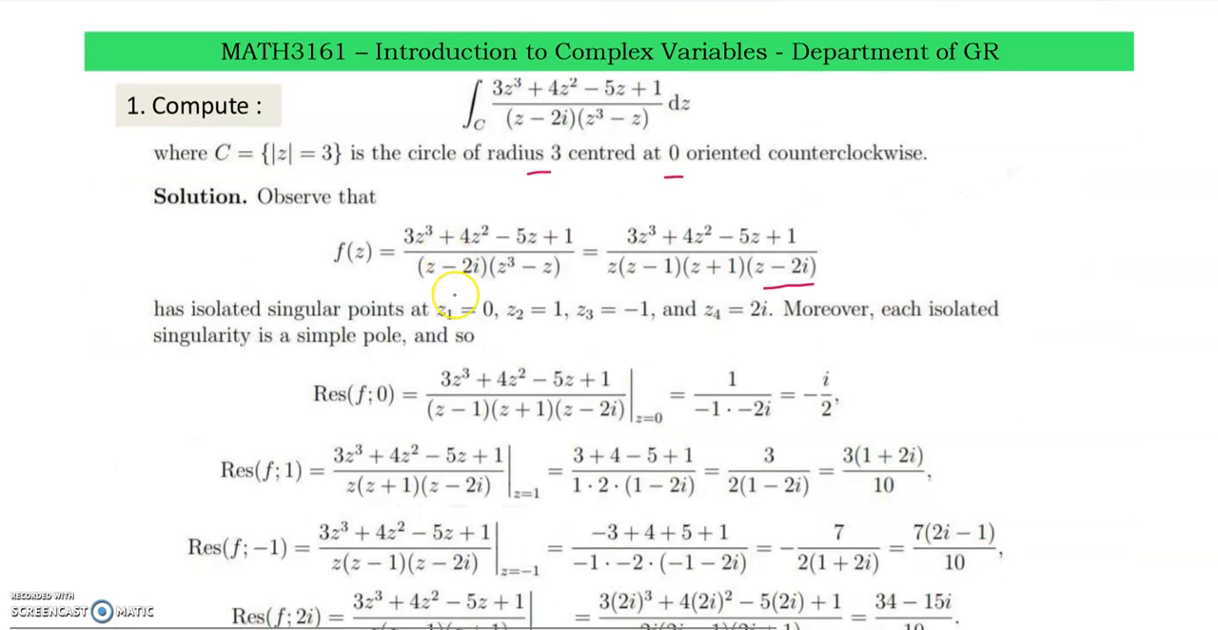Now you see here, the first one is z1, that point. z1 is equal to 0. That is the singular point. So now, what is the residue of f at 0? Just write the function, then multiply by z minus 0. Actually here z minus 0 and z minus 0 cancel; that is, z and z cancel. So you are getting this value. Put the limit z equal to 0. So you are getting this, that is minus i over 2.